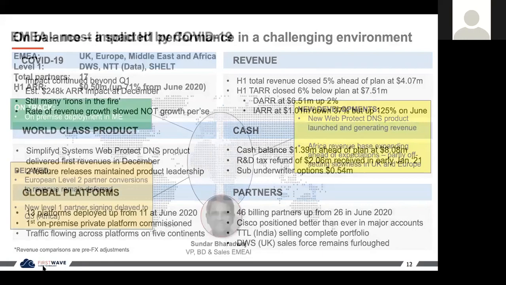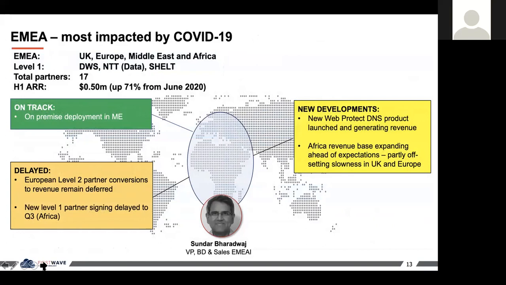I'm now going to go into a regional update, and I'm moving to slide 13, which is the regional review of EMEA. Let's look at what happened in each region. You'll recall our VP Business Development and Sales, Sundar Bharadwaj, who is based out of the UK, leads this region, where the business conditions have remained significantly restricted.